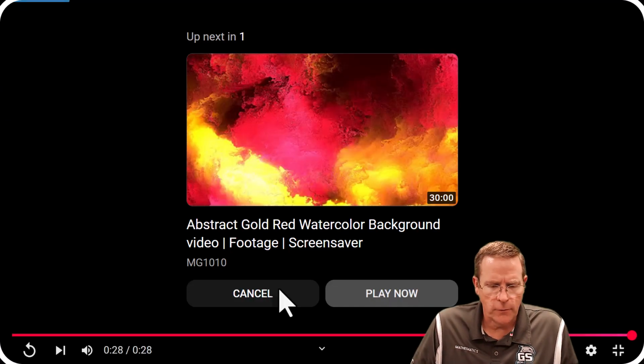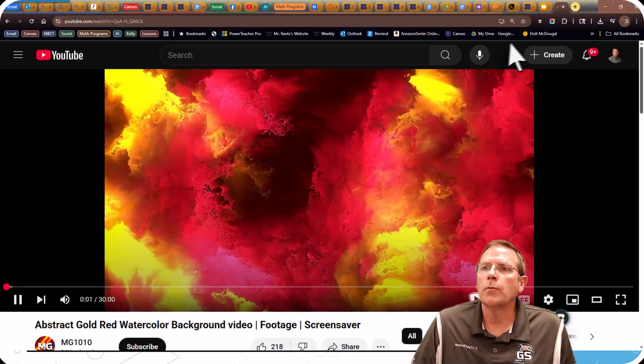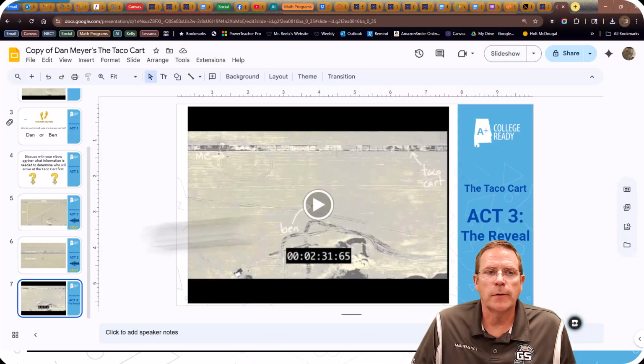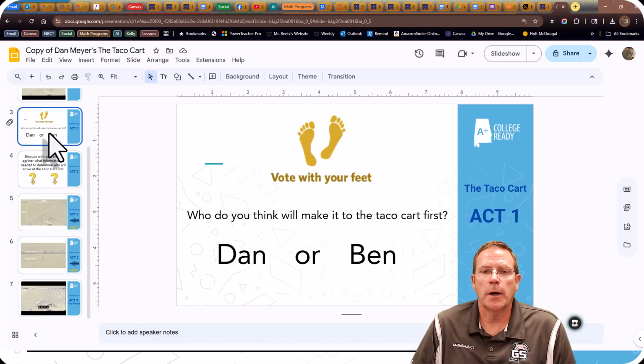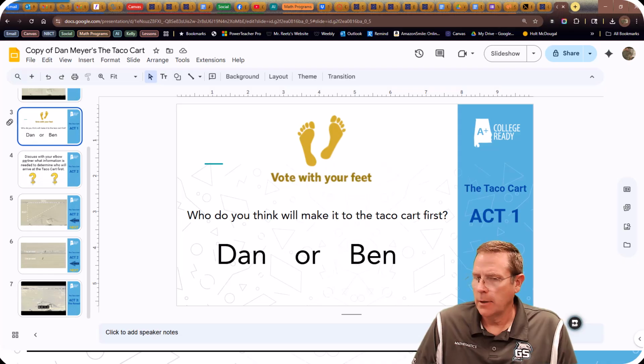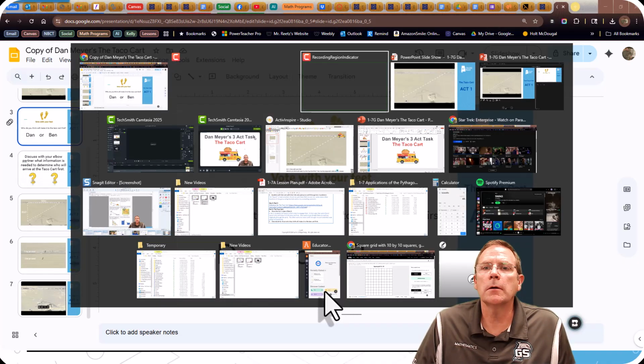So, the first question we have here is which one of them do you think is going to reach the taco cart first? And let me figure out, I'm not on the right screen here. Let's see if I can get back to the screen we want to be on.